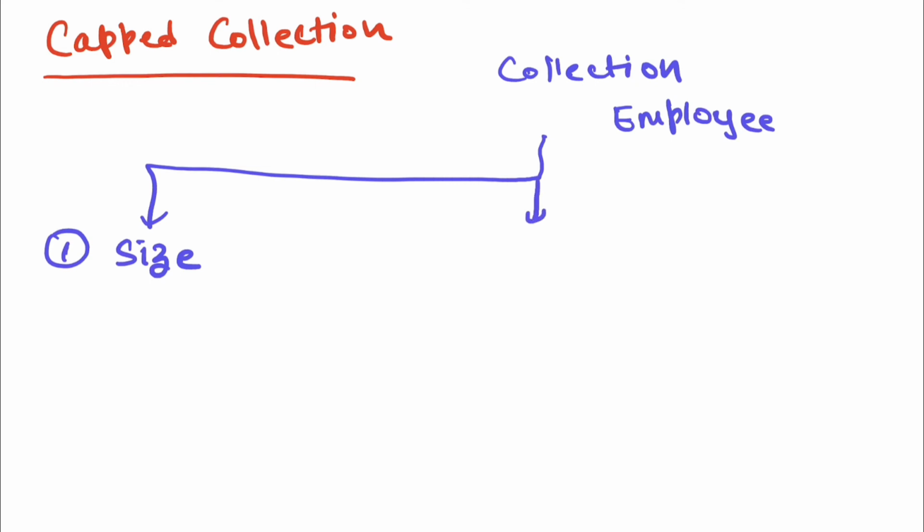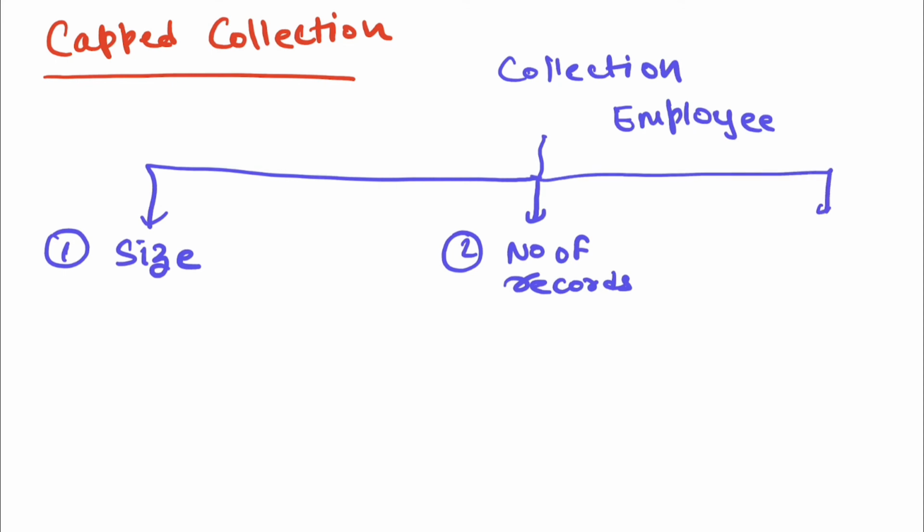The second type of capped collection could be based on the number of records. Let's say you want to have just 1000 records in your table. Beyond 1000 records, the older records would be evicted. So this is the number of records. And the third capped collection could be based on time to live, TTL. You can define a certain expiry time on your records, and after that time the records would be expired.